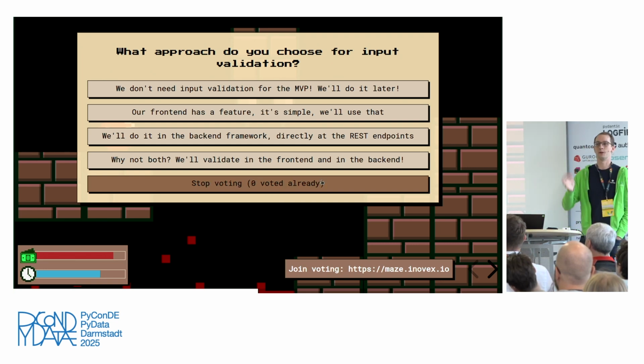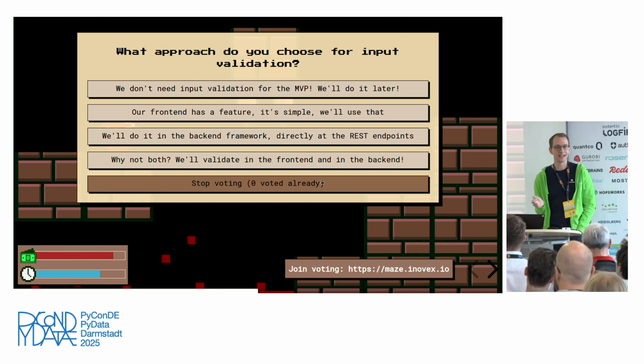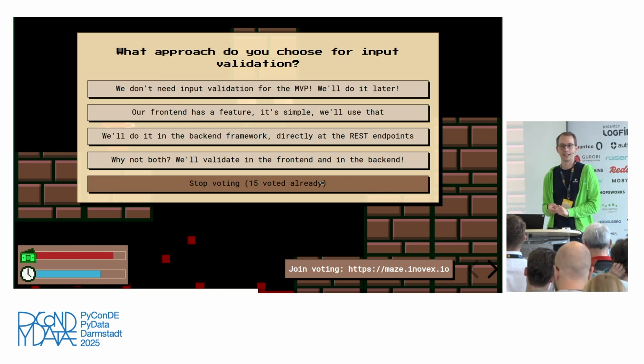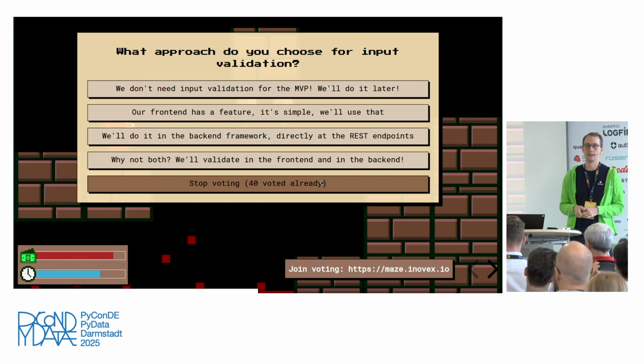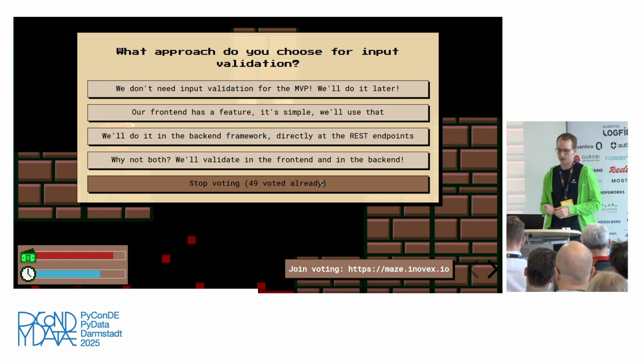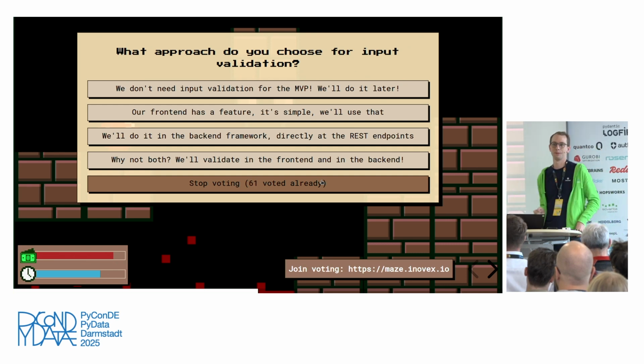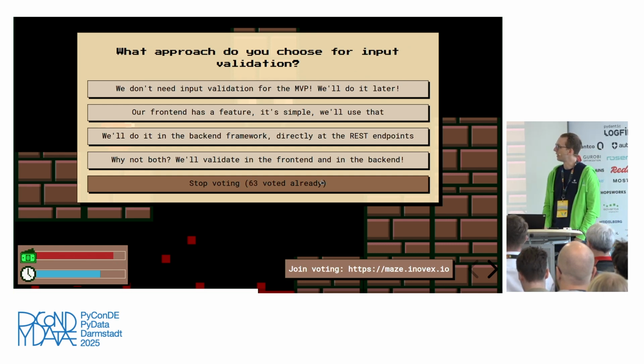Do you say, no, we are still in the MVP, we do not need input validation, we can do this later? Do you say, oh, in our front end, we have a nice feature, we can do the input validation there, then the user gets direct feedback, nice, simple, we'll use that? Or do you want to do it in the back end, on your REST API, do the validation there? Or why not both, front end and back end? Then we have double security. Where do you want to do user input validation?